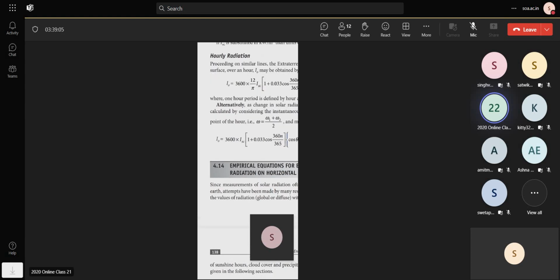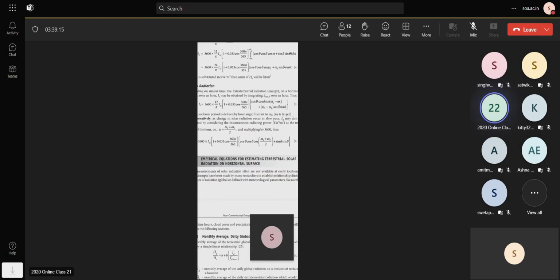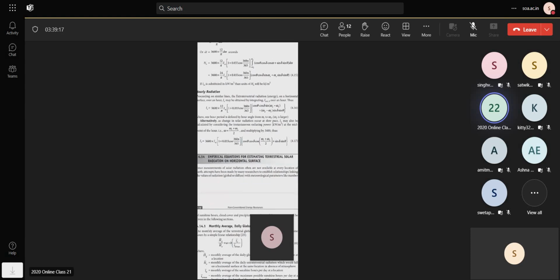ISC, the solar constant value, is 1.367. I told you last class that the solar constant value is 1.367. Please first calculate the I0 value using this formula. Please take a screenshot of these formulas first, or write them down.